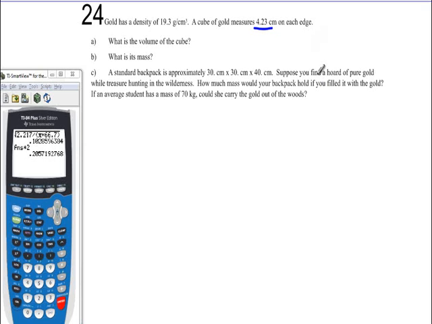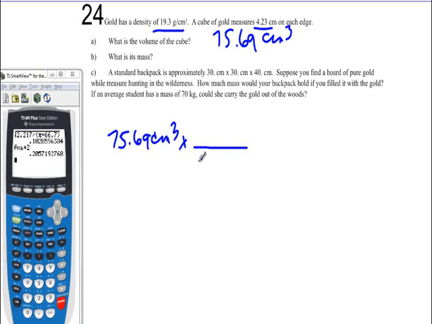75.69, and that's going to be centimeters cubed, right? Okay, so the question now is, what is its mass? So if I have 75.69 centimeters cubed, what I know from the density is for 1 centimeter cubed, I have 19.3 grams. I multiply this out and I get 1,460 grams.